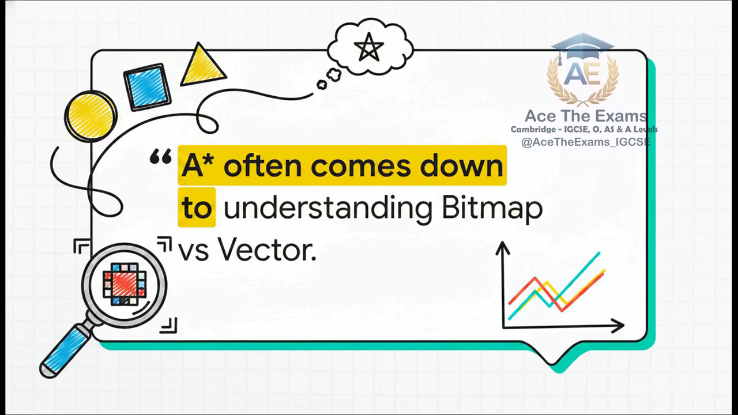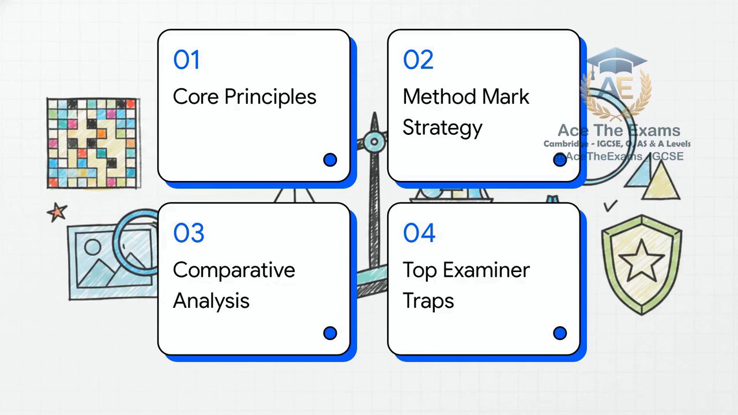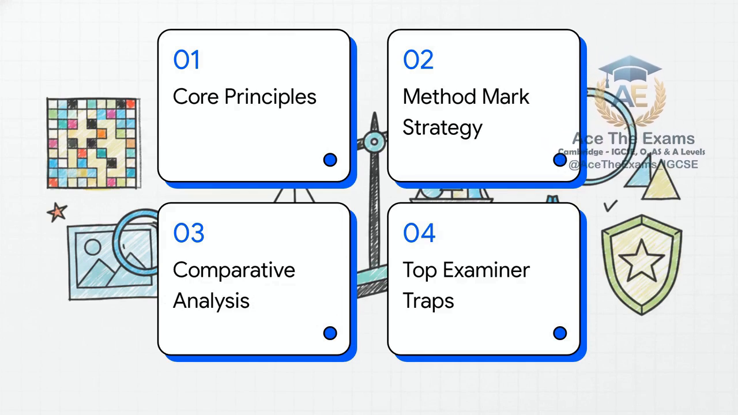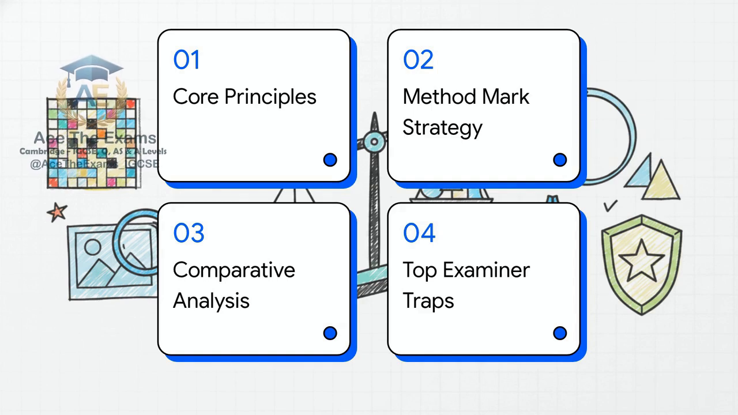Mastering this specific comparison isn't just about knowing images. It is a live demonstration of your entire analytical capability in computer science. So, to navigate this complex topic successfully and outsmart the test, we're going to follow a very logical, step-by-step roadmap today. First step, we'll hit the core principles. Second, we're going to break down the method mark strategy. Third, we'll get into mastering comparative analysis. And finally, we will expose the top 3 examiner traps.